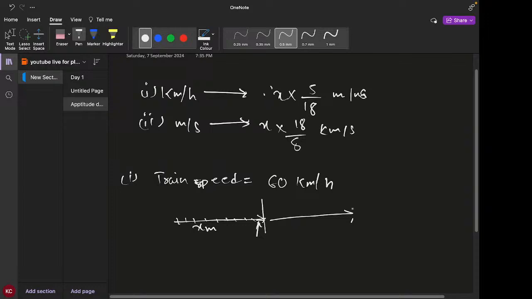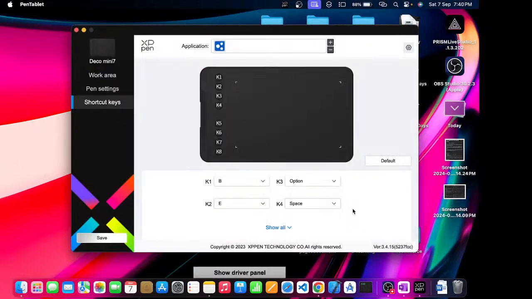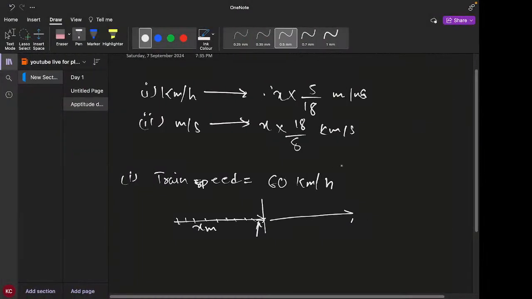Why has my working area changed? Pen setting, full area. Why is my pen not going from this side to this? No.